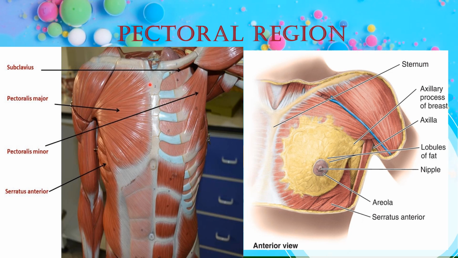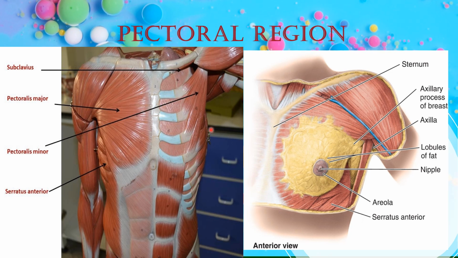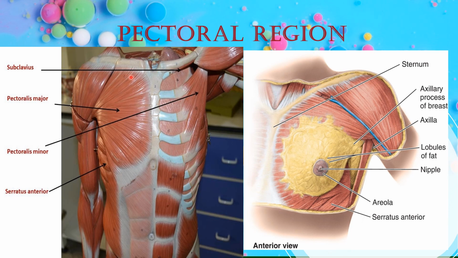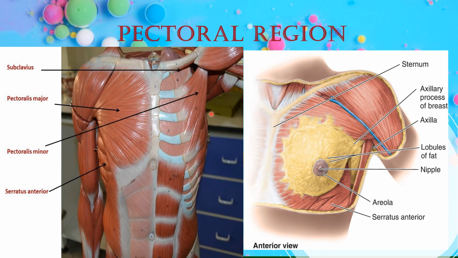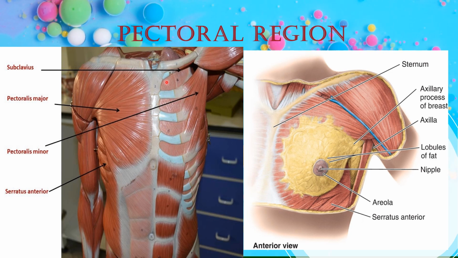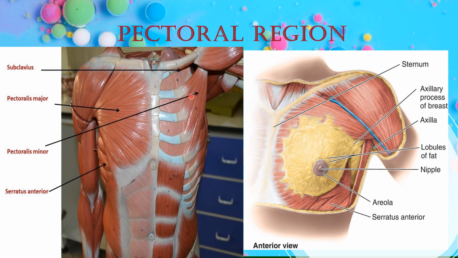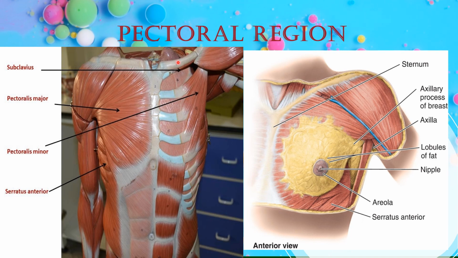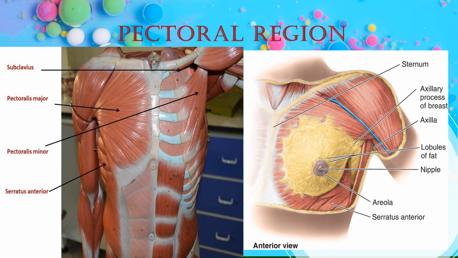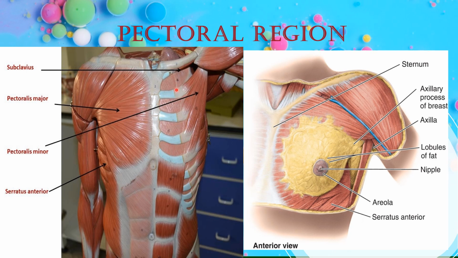These are the contents of the pectoral region. We also discuss about the clavipectoral fascia, which is important in the region of the pectoral region. So muscles and the clavipectoral fascia, these are the two things which we are going to discuss today.